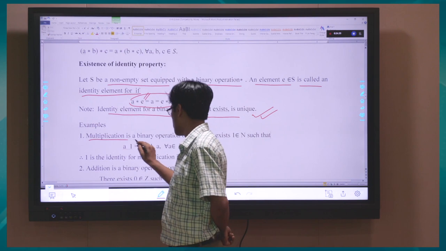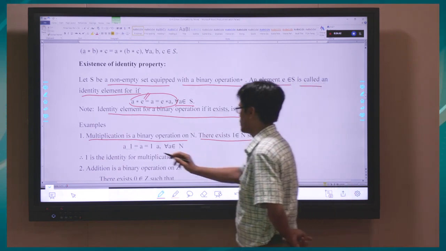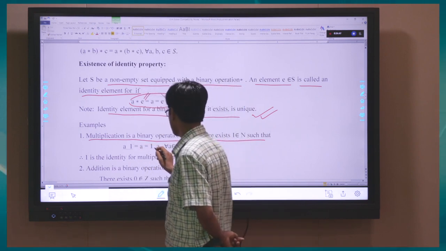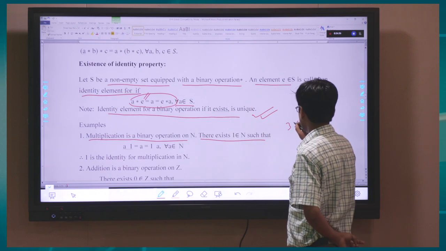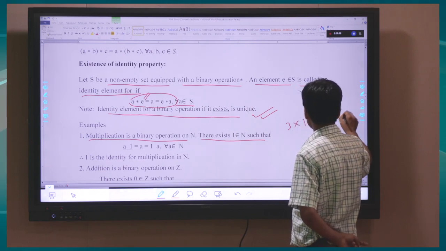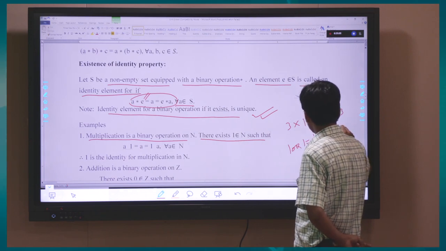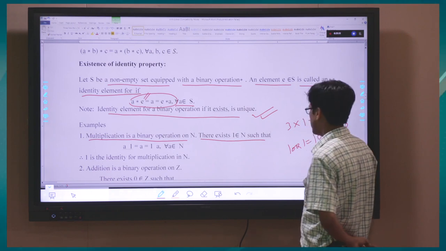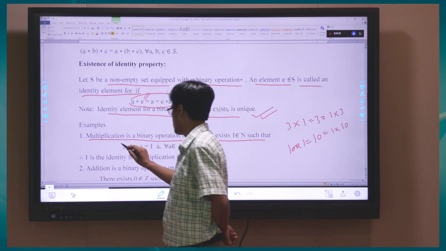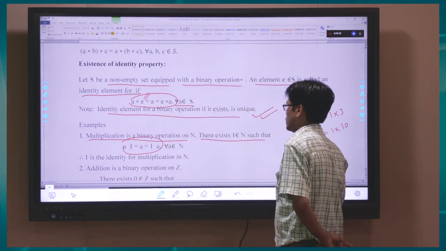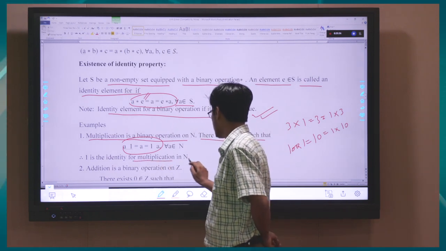Multiplication is a binary operation on N. Then there exists 1 belonging to N such that A into 1 is equal to A is equal to 1 into A for any element belonging to N. Suppose 3 into 1 is equal to 3, so 1 into 3 as well. Similarly, 10 into 1 is equal to 10 is equal to 1 into 10. So for any natural number, if we consider 1, this condition is satisfied. Therefore, 1 is the identity element of the binary operation multiplication on the set N, the set of natural numbers.